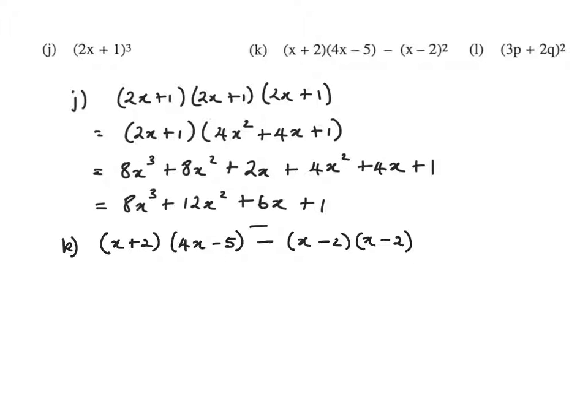So expand the first set of brackets, that's 4x squared minus 5x plus 8x minus 10 minus, now I'm going to put in another set of brackets. There's a reason for that, and that's because this negative here will change all following signs. So x squared minus 2x plus 4, that's what I get when I expand these two brackets.